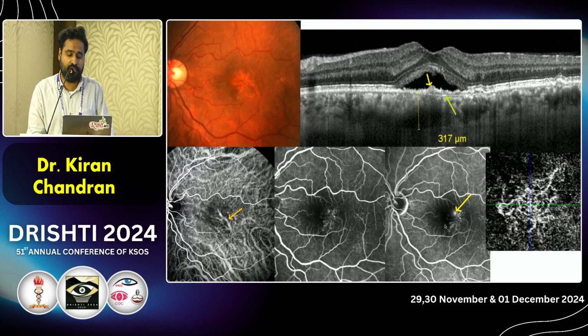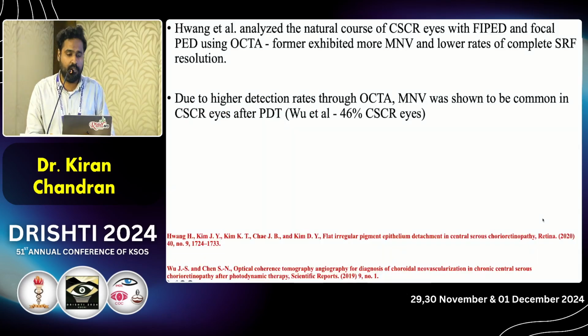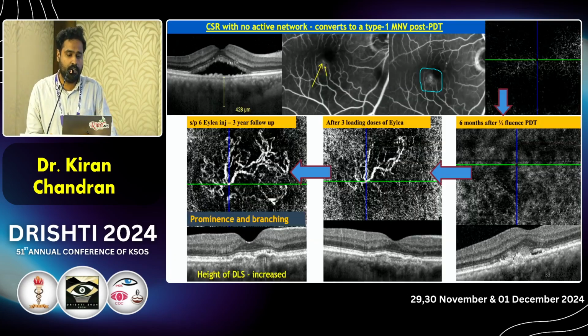FFA just demonstrates stippled hyperfluorescence. ICG does not show much changes except for the dilated choroidal vessels. OCTA is extremely sensitive in these cases because of beautiful networks at the sub-RPE level, indicative of type 1 CNVM in a case of CSCR. Again, over here, this is the last example which shows only subretinal fluid and hyperreflective dots initially. FFA is again very inconclusive. There is no network on OCTA.